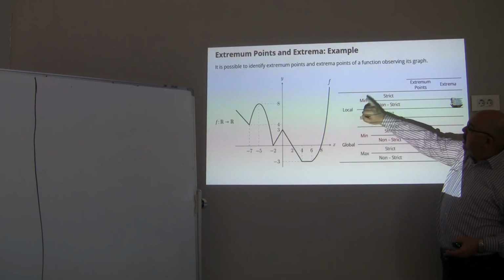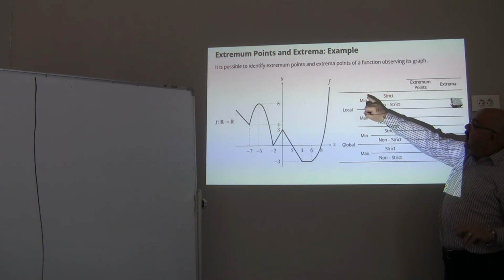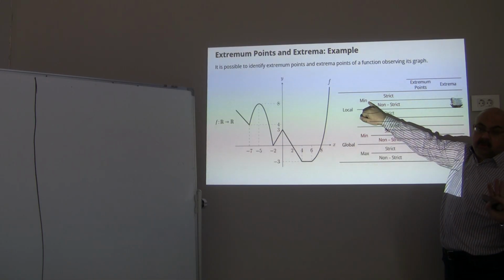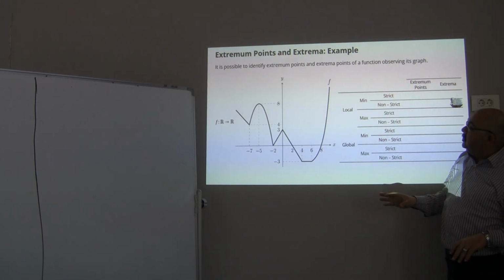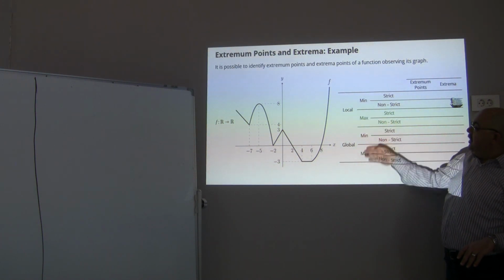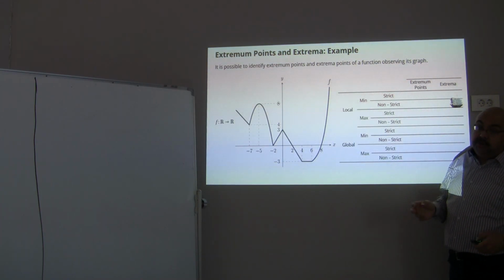For the global part, if we are talking about a minimum, we are in between two things: either strict minimum or non-strict minimum. It's a minimum, but it's not strict. But for the upper part, it's only the strict ones. For the maximization, we also have strict and non-strict, and the same classification goes for the global case.